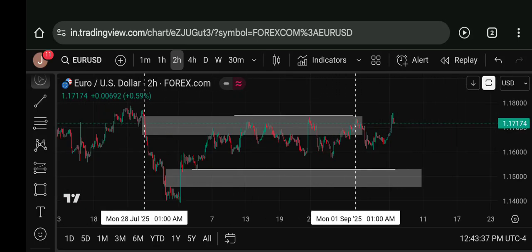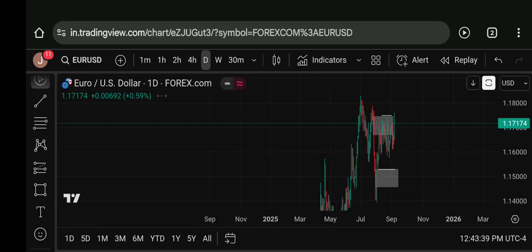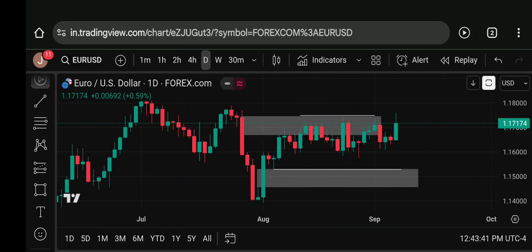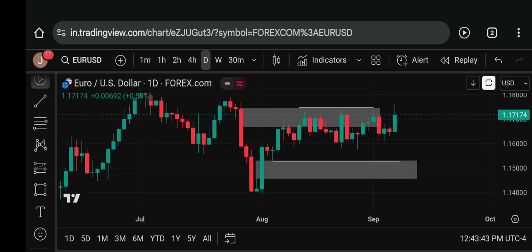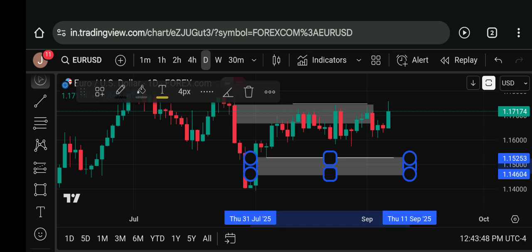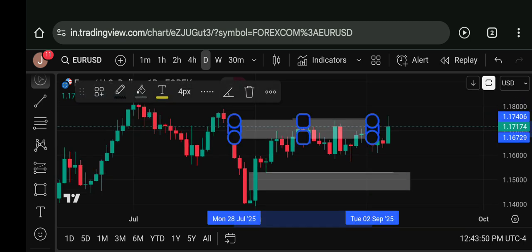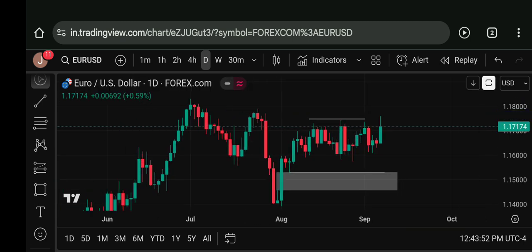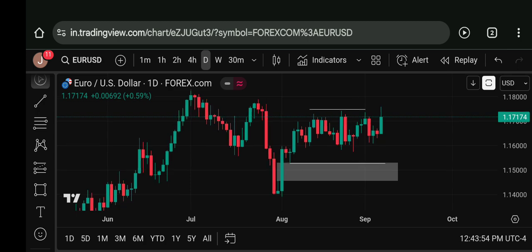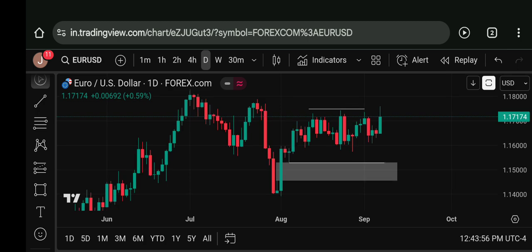Folks, our stop loss got hit on our swing trade on EUR/USD. So first of all, guys, from this daily external range liquidity to this internal range liquidity was a higher time frame bias. From this external range liquidity to this internal range liquidity was our higher time frame bias.